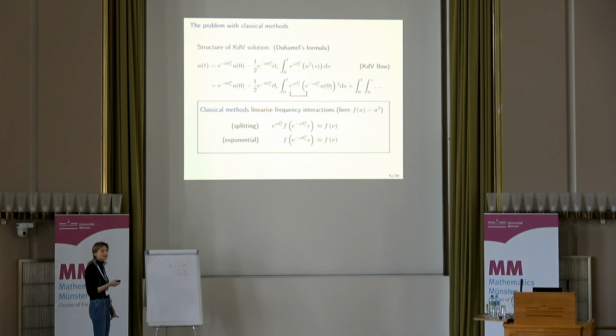So for instance, if we think about the splitting method, what does it do? It approximates these nonlinear frequency interactions of exponential s dx cubed and exponential minus s dx cubed just as if you had a linear equation. Because here we have KdV, so f of u is u squared, and if my nonlinearity were indeed linear, then all these frequency interactions would cancel out. And the splitting method behaves as if you had a linear nonlinearity.